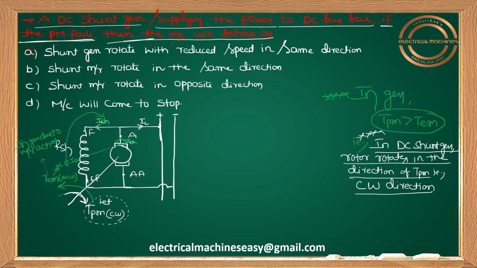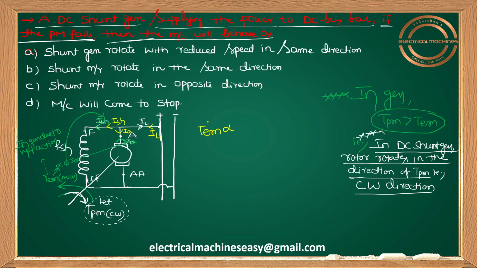In motor, because of motor action, electromagnetic torque will come into picture. So let me use this yellow color here, so now it is acting as motor. Motor means instead of giving supply to the bus bar, it will take supply from the bus bar. So IL direction will be like this, Ia direction will be like this, Ish will be like this. Now guys, please try to tell me Tm in motor.